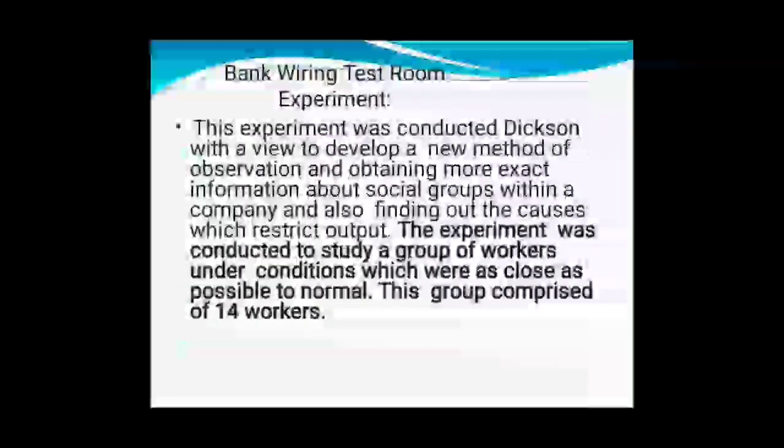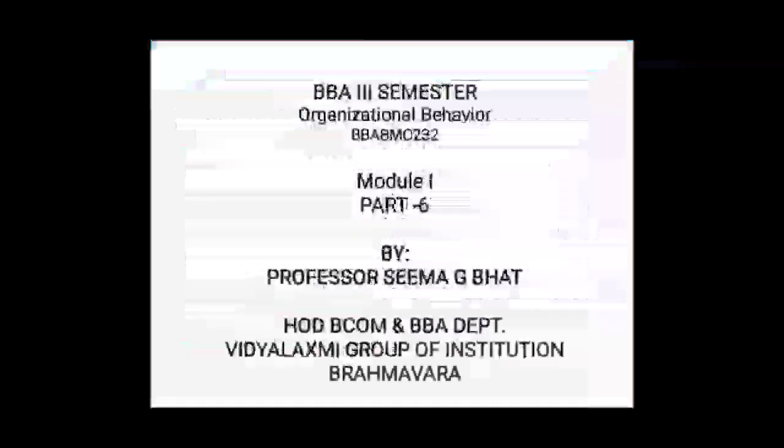Bank wiring test room experiment. This experiment was conducted by Dixon with a view to develop a new method of observation and obtaining more exact information about social groups within a company, also finding out the causes which restricted the output of productivity. The experiment was conducted to study a group of workers under conditions which were as close as possible to the normal. So this group comprised 14 workers.